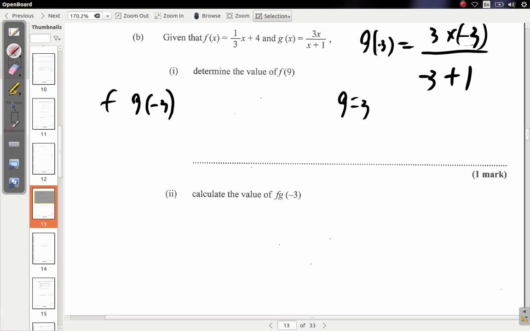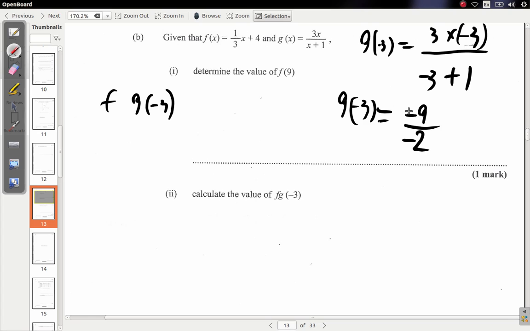So g of -3 equals, you understand what I'm going to say, right? 3 by -3 is -9. -9 over... what is -3 plus 1? -3 plus 1 is -2. It's like you owe the bank $3 million and you make some money and you pay them $1 million. You still owe them $2 million. So your net worth according to them is -2. So -2.